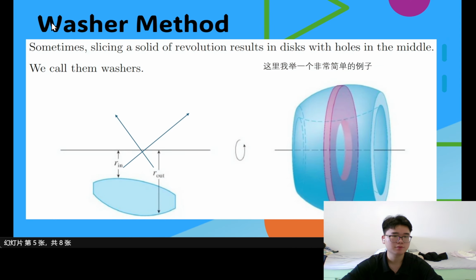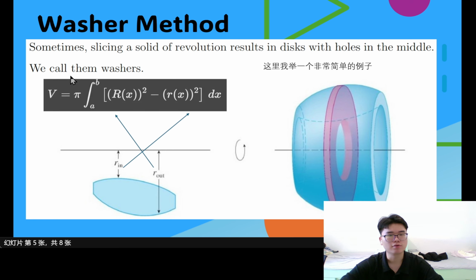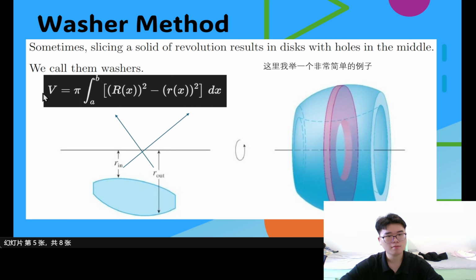Here I will show you the washing machine. First, we look at the lecture. The lecture gives a description of washer. Sometimes revolving a slope of revolution results in discs with a hole in the middle. We call them washers. This one. And then I will give you a formula about the volume. R(x) is the outer radius, and this one is R in.